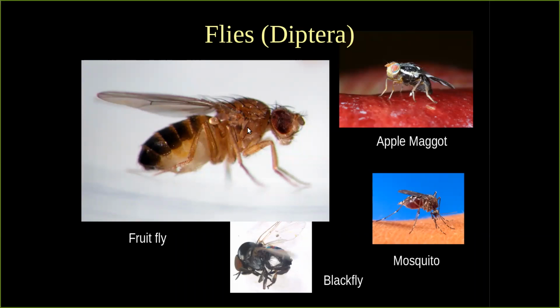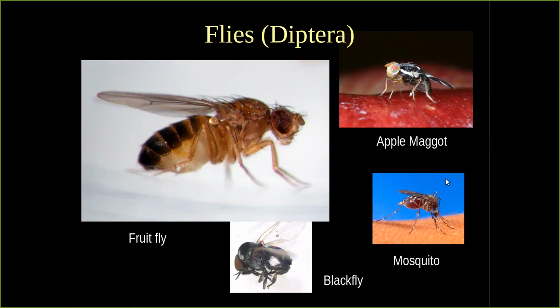Examples of flies are fruit flies that will take care of your banana and other fruits. Apple maggot: a lot of flies have a maggot as their first stage, and if you've ever bitten into an apple and found one, you'll know what that is all about.